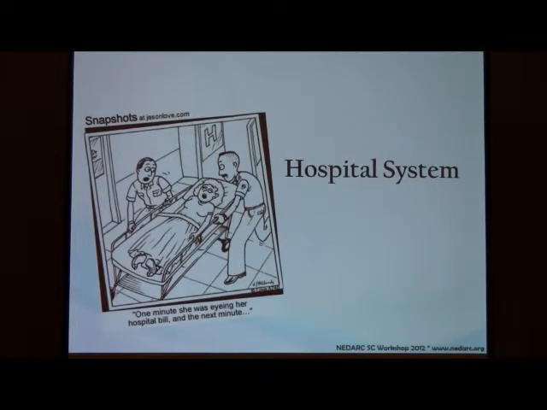So yeah, one minute she was eyeing her hospital bill, and the next minute she's going to the hospital.